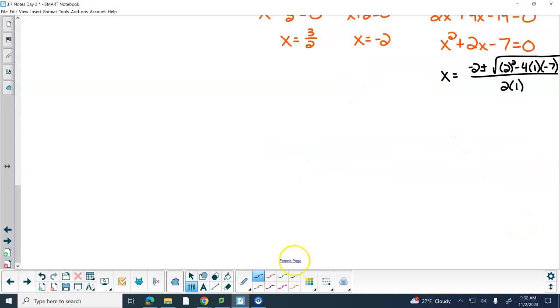2 squared is 4. 4 times 1 times negative 7 is negative 28. 4 minus negative 28. No, minus a negative. Oh, no. 4 minus negative 28. That's 32.